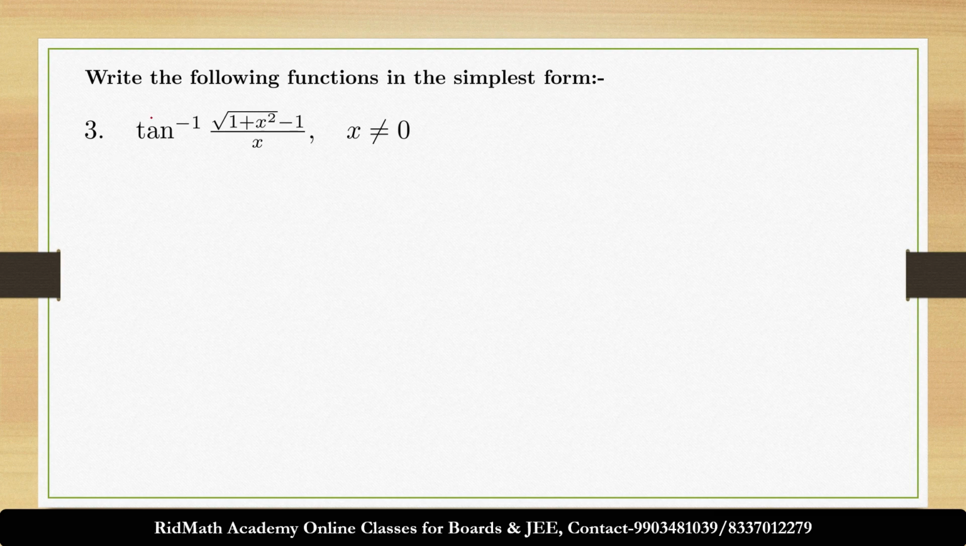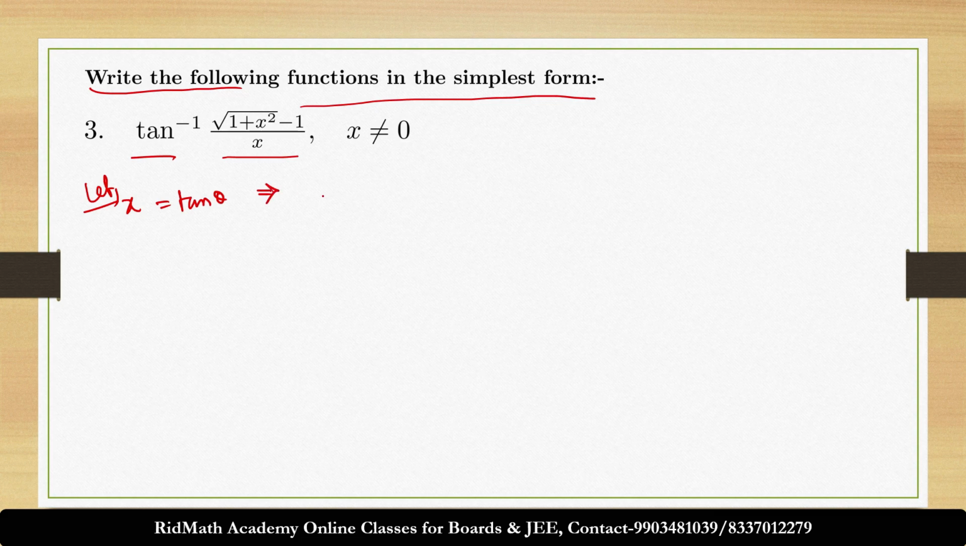Question 3. Write the following function in the simplest form: tan inverse of root over 1 plus x square minus 1 by x. So here also we will substitute something. So let x equal to tan theta, so that theta equal to tan inverse x. So x is not equal to 0, that means x is in the denominator, that's why x is not equal to 0.